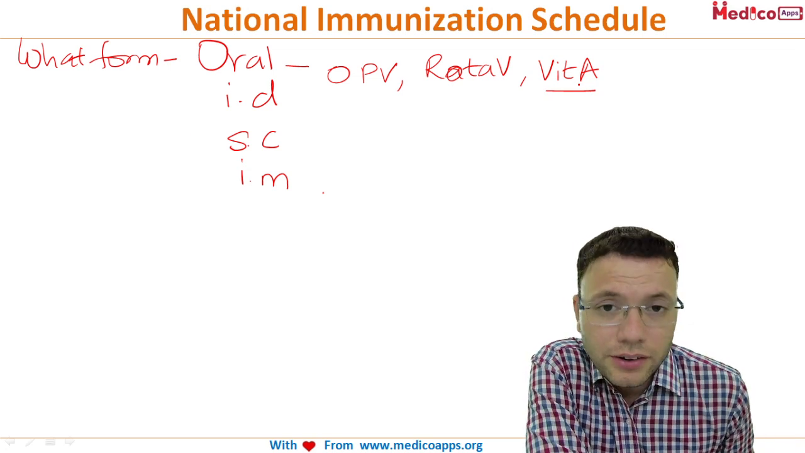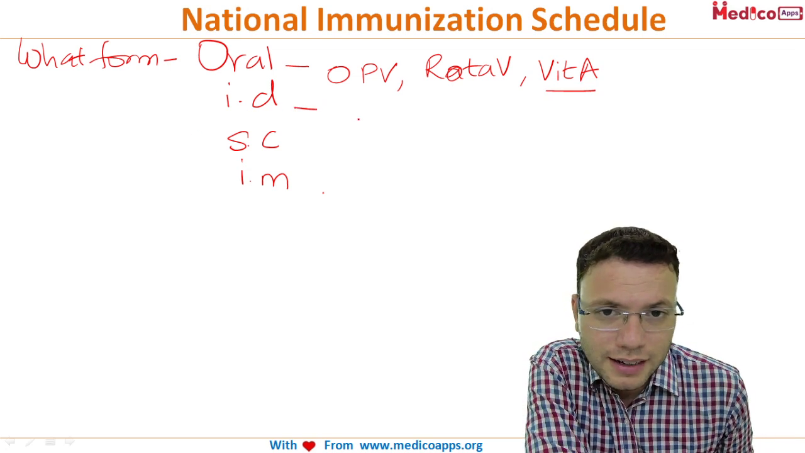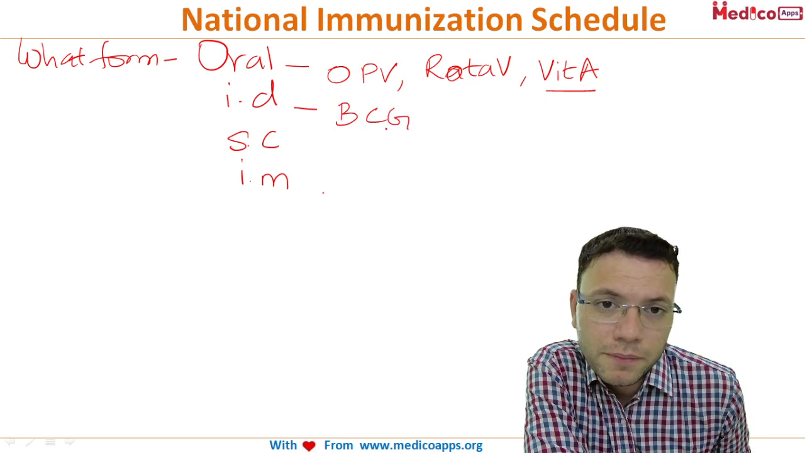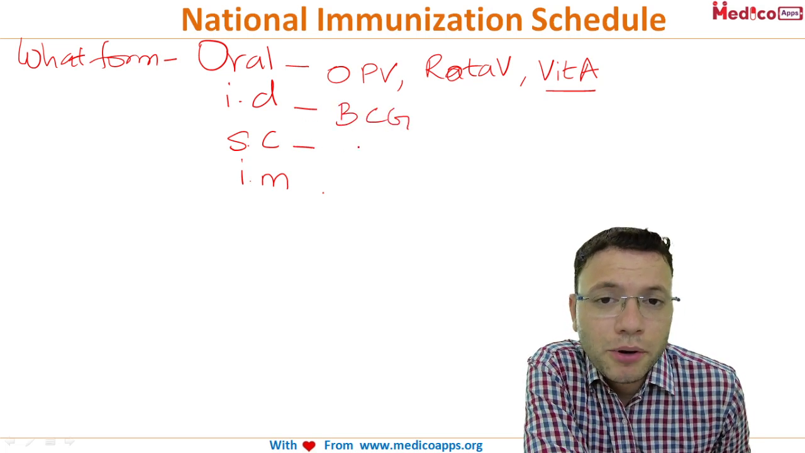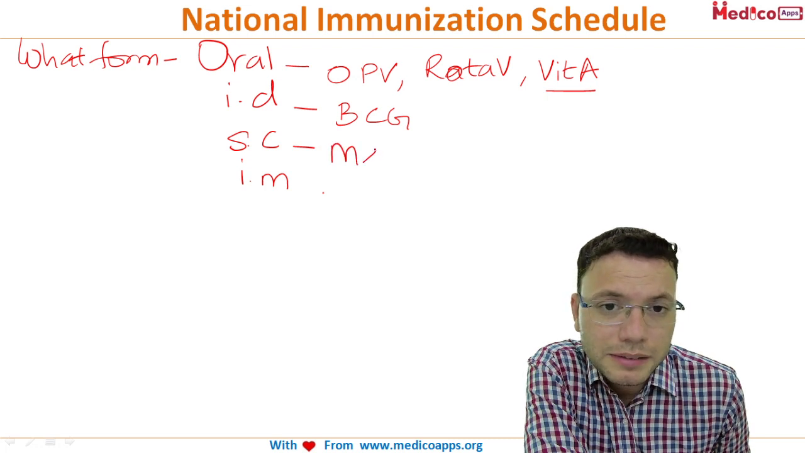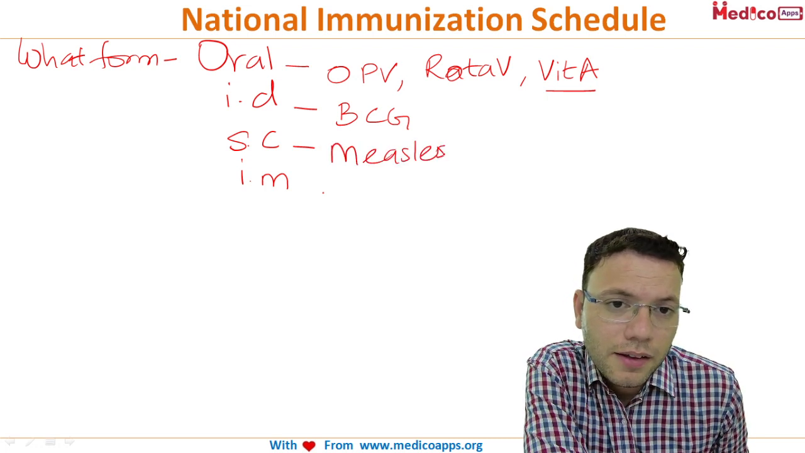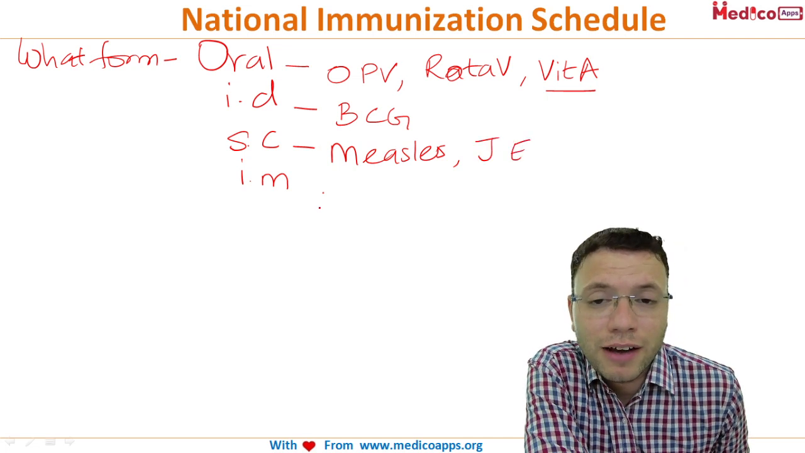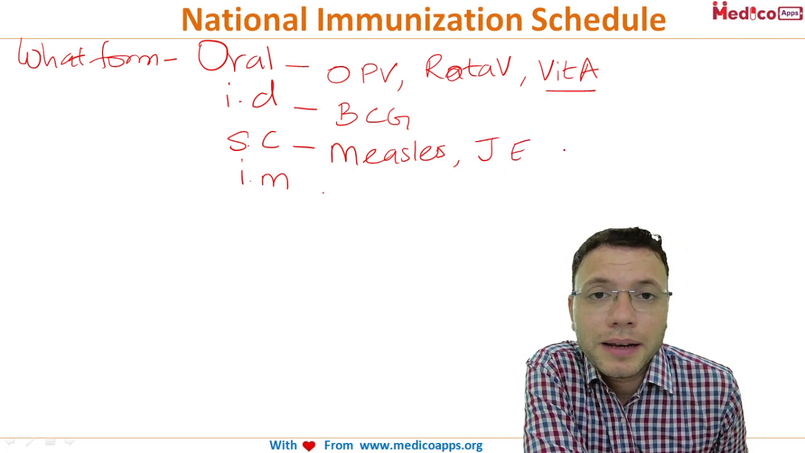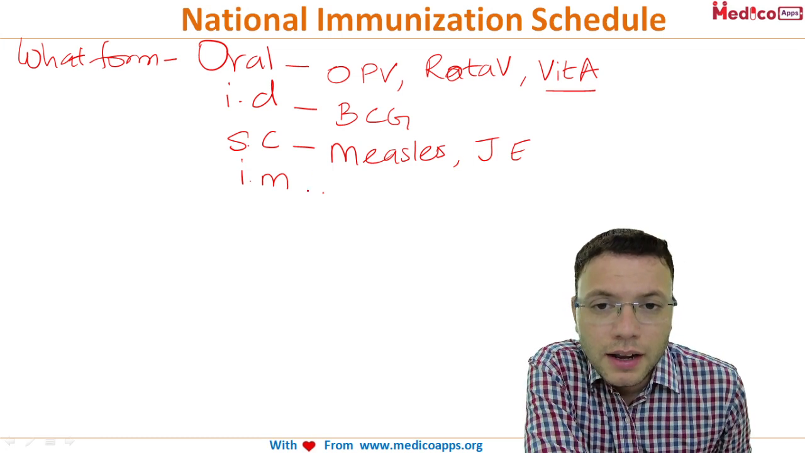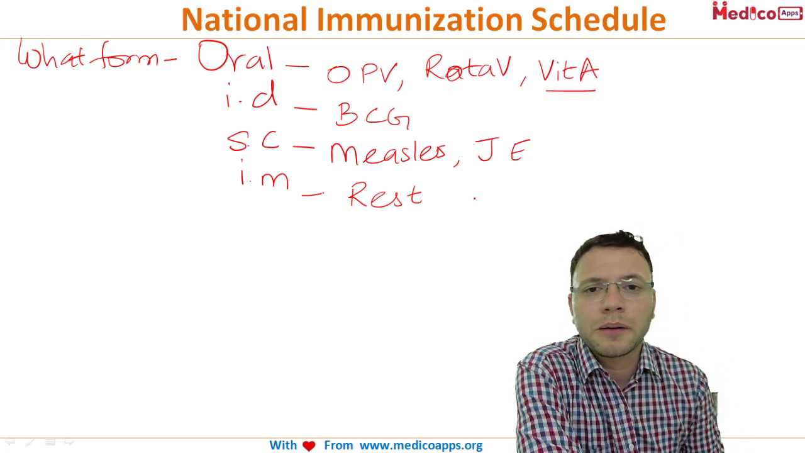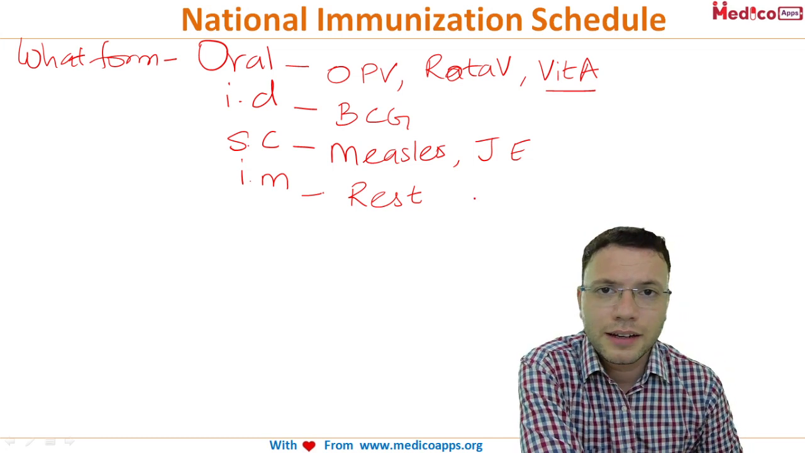All right, so intradermal, only one we know. What is that? Very, very simple. BCG. At birth we give it, right? Subcutaneous are two. One is measles and the other one is Japanese encephalitis vaccine, given in the endemic areas. Intramuscular, the rest of them. All the T series vaccines, everything comes in the intramuscular. I hope this is clear so far.